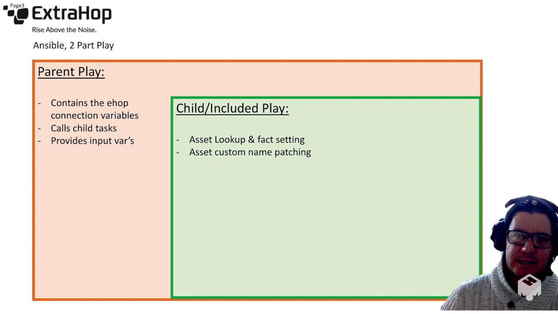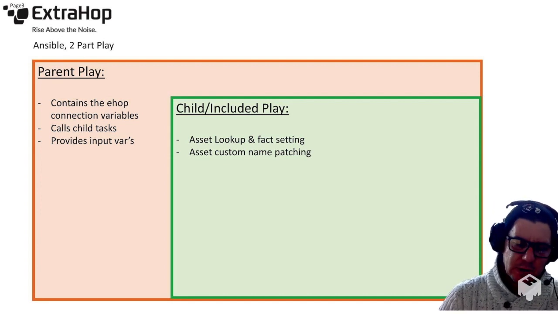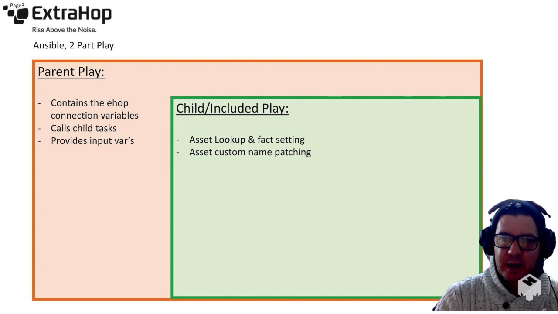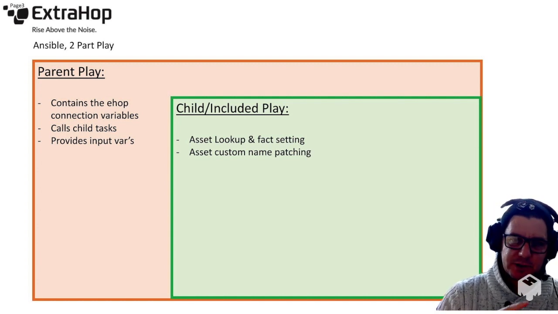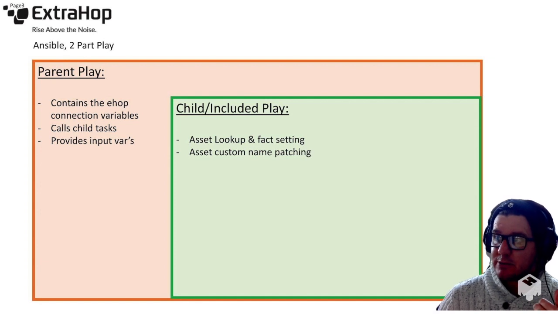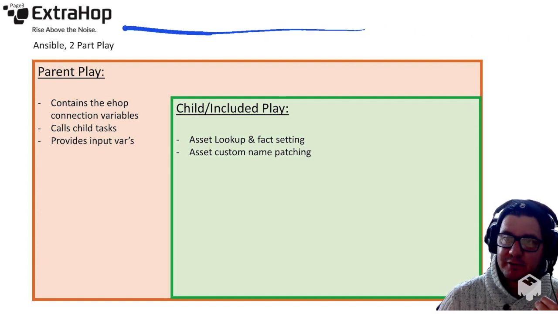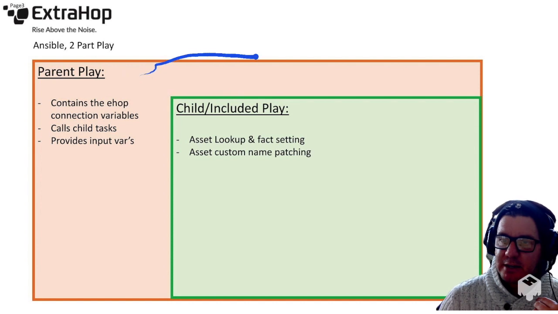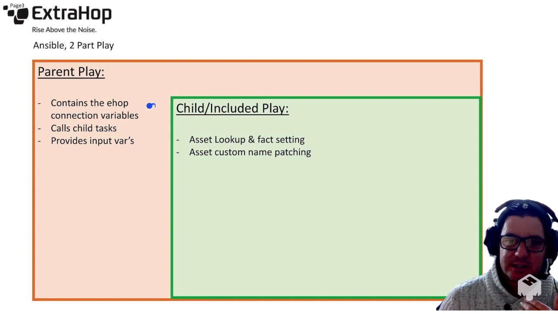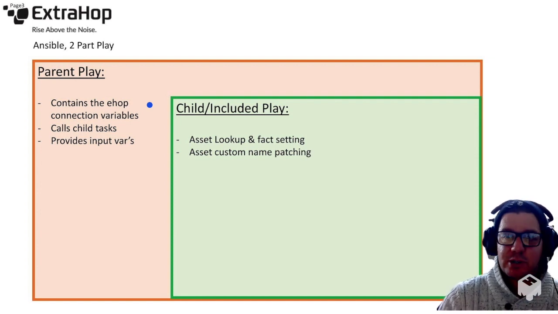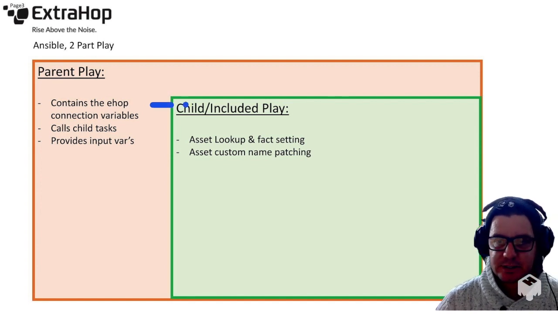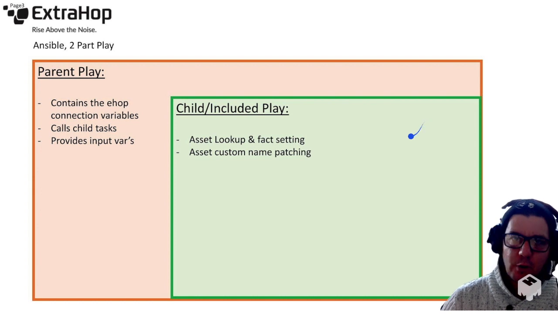What I'm presenting is a two-part Ansible play. It has the concept of a parent play and a child, or an includes play. The parent play is this orange oblong. What it contains is the ExtraHop connection variables, such as the IP address and the API key. It calls the child task, in green, and it also provides the input variables for the child task. Then that lets the child task go and do the actual work.